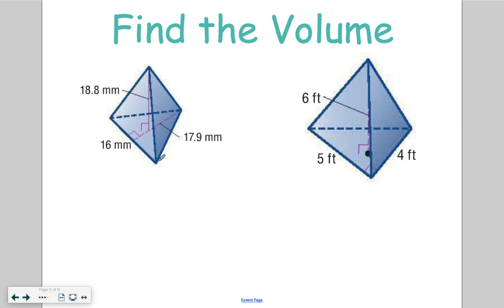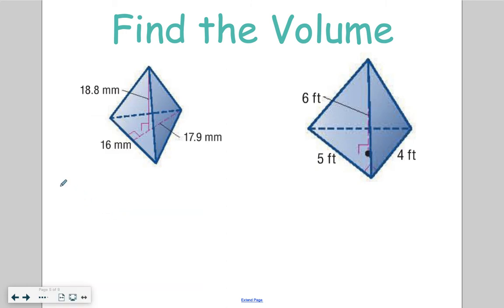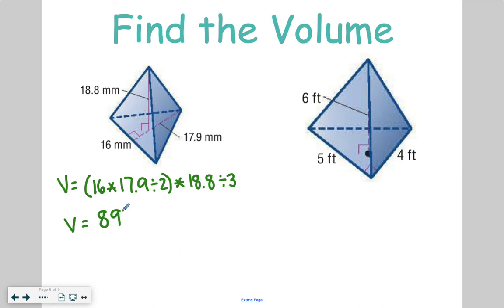So if you look at this pyramid, we have a triangle on the bottom instead of a rectangle. So now when we do that first part, we're going to say the volume is equal to the area of the bottom, so base of 16 times height of 17.9, and then divided by 2 because it's a triangle. And then we're going to multiply by the height of the pyramid, which is 18.8, and then we're going to divide by 3. So our volume for this pyramid is going to be 897.39 millimeters cubed.